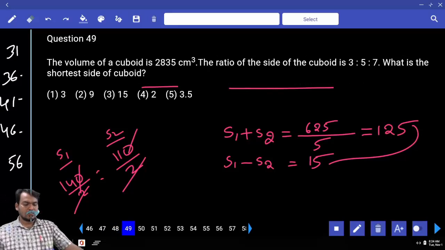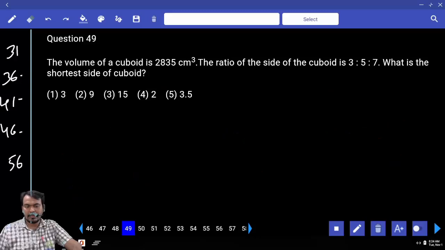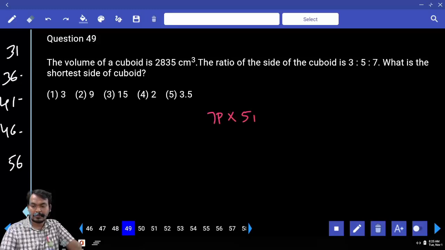Next, question number 49. The volume of a cuboid is 2835 cubic centimeters. The ratio of the sides of the cuboid is 3:5:7. What is the shortest side of the cuboid? What is the volume of a cuboid? Length into breadth into height. Length is 7 parts, breadth is 5 parts, height is 3 parts. LBH is equal to 2835.